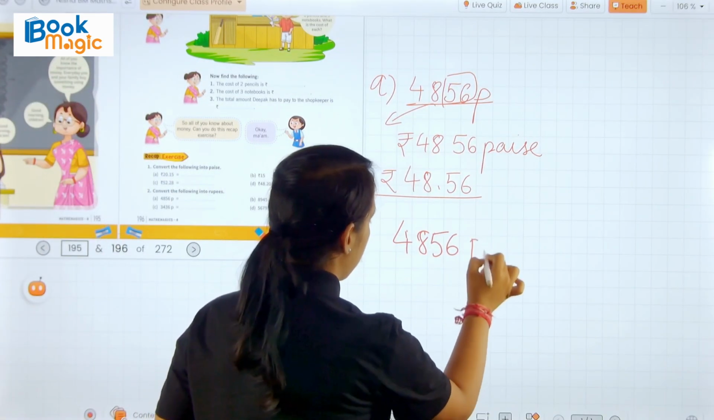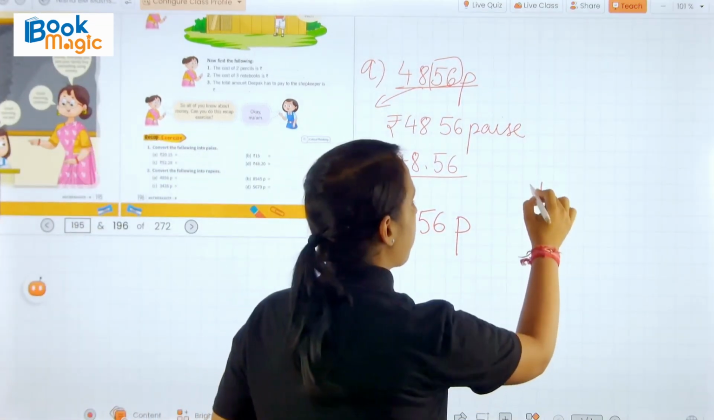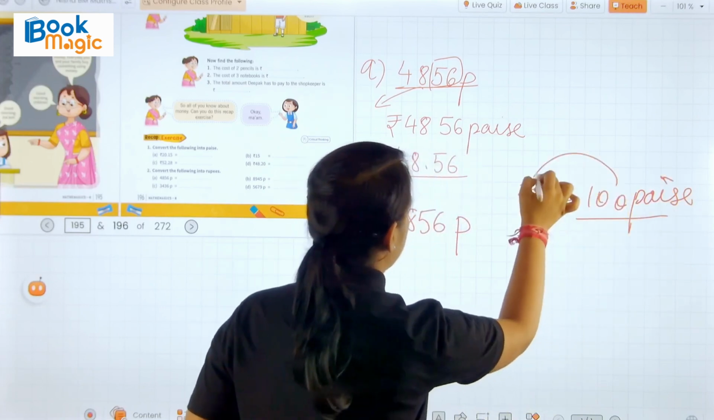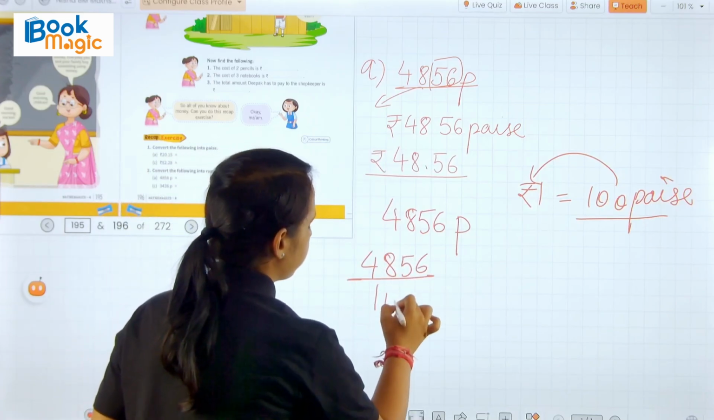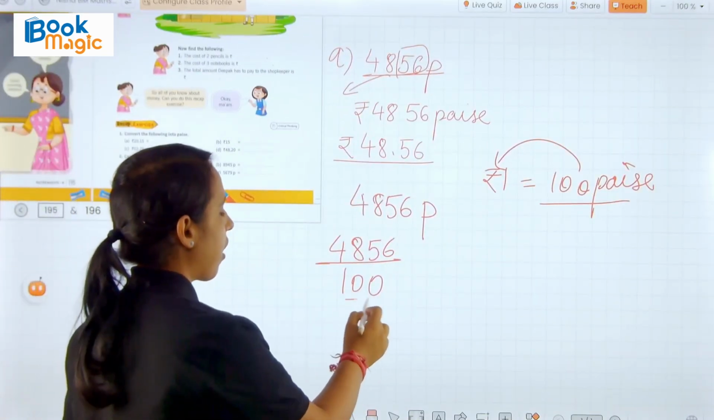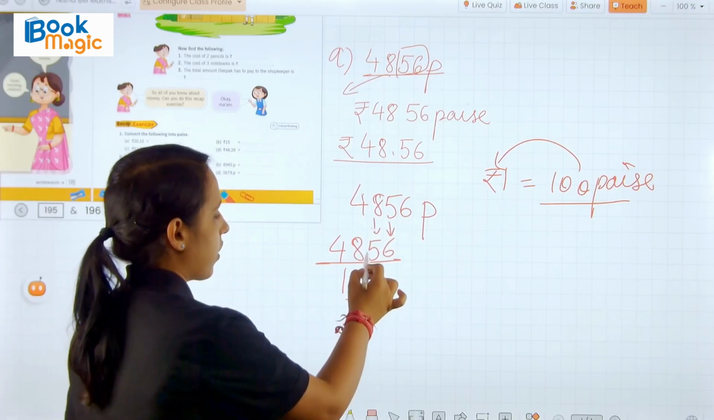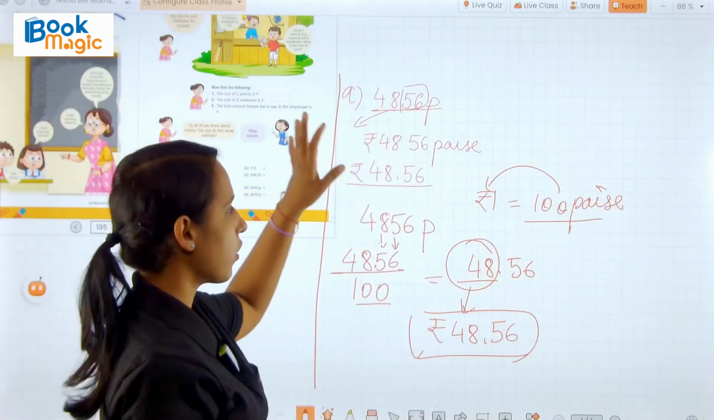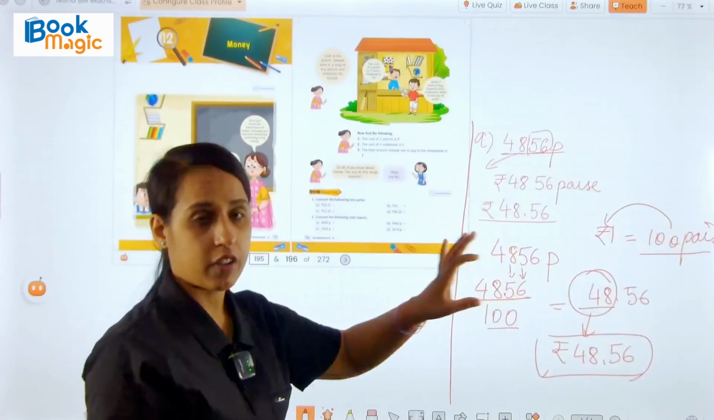In this manner we can do this, or the other method is: 4856 पैसे को हम कन्वर्ट करेंगे रुपीज में. So for that we know that 1 rupee equals 100 पैसे. So 100 paise will be 1 rupee, so we will divide it by 100. We learned about decimals in the previous chapter. Here we have two zeros, so we put the decimal after 2 digits. So it will become 48.56. These are the two methods that I solved for this question, and you can do it yourself whichever you like.